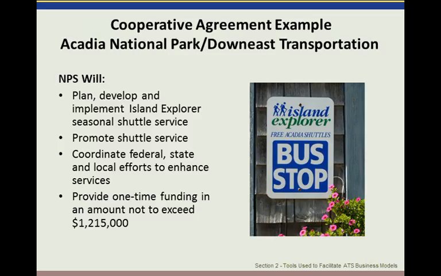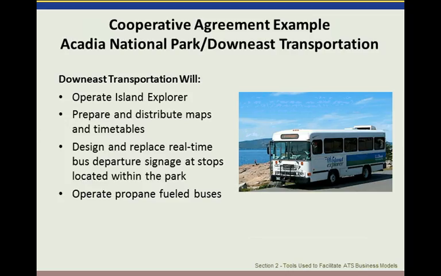In the particular contract that we reviewed to Down East Transportation, that one was in excess of $1 million for a one-year term. In turn, Down East Transportation serves as the operator of the bus service there. They take responsibility for preparing and distributing informational materials. They also take responsibility for updating some of the signage, and again, they serve as the operator for the buses.